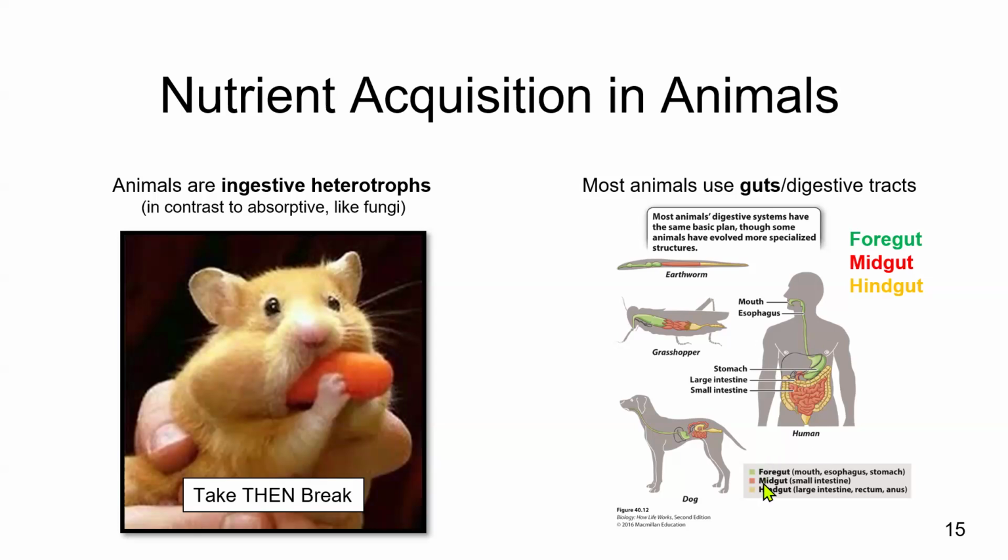And the foregut typically consists of a mouth, an esophagus, and a stomach involved in taking things in and breaking them down. The midgut typically involves the small intestine that's involved in absorption of nutrients from the digestive tract across cell membranes and eventually into the bloodstream so it can be transported throughout the body. And then lastly, the hindgut, which typically consists of a large intestine, rectum, and anus, which is involved in, of course, elimination.